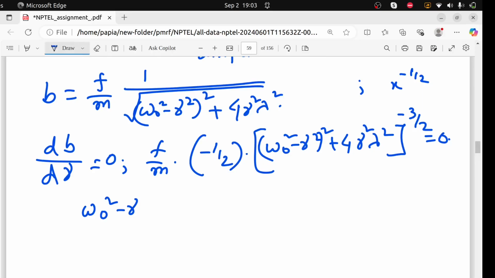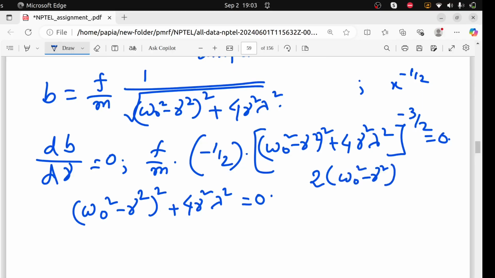Okay, so gamma square minus omega square whole square plus 4 gamma square lambda square is 0. Also, this is not a constant, so there will be a derivation of that. So it will be like 2, then omega 0 square minus gamma square, again minus 2 gamma, right?